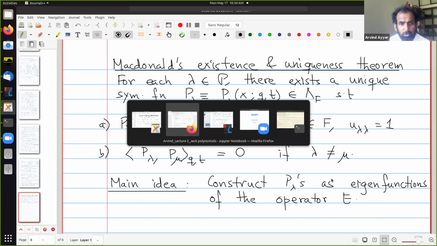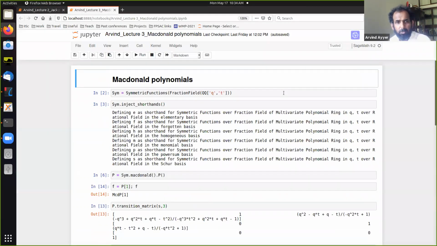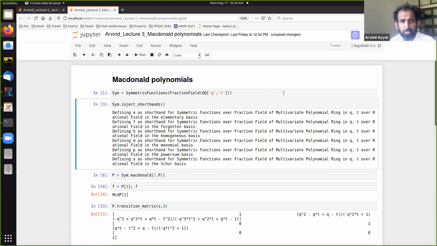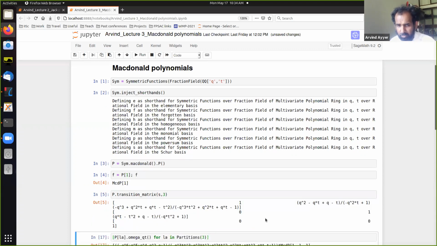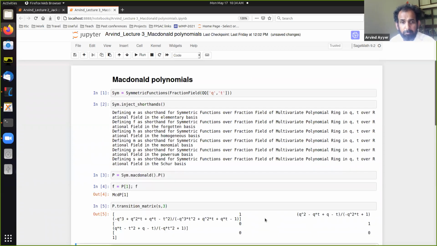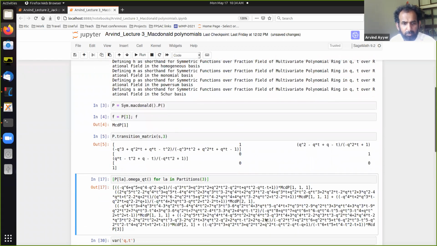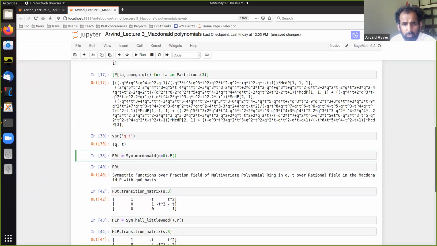But I wanted to show you on Sage how to define these. So now you have to take symmetric functions with respect to this fraction field in q and t, and you again define all these guys. The P's are defined as Sym.macdonald.P, and you can basis expand in the s's, and you get again this upper triangular property. Okay, there are some more things I was going to do, but I can show you how, if you want to work with specific values of q and t, you can do it like so.